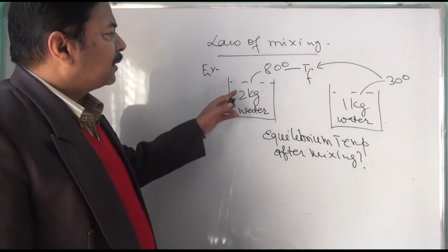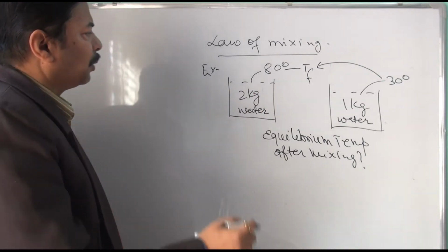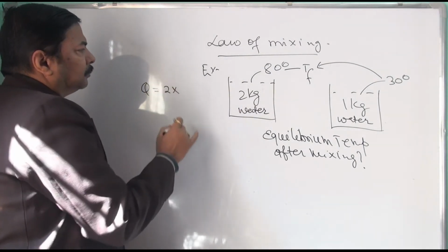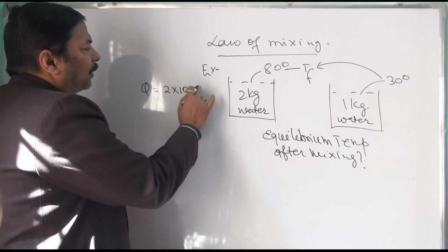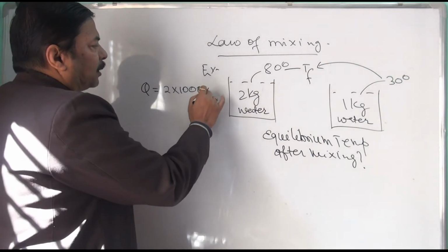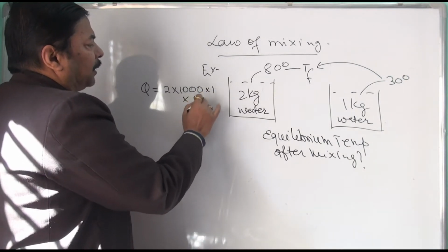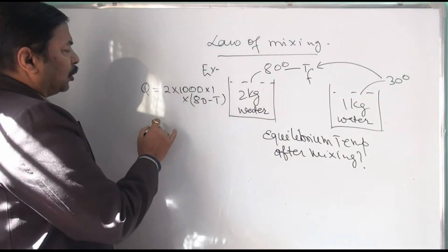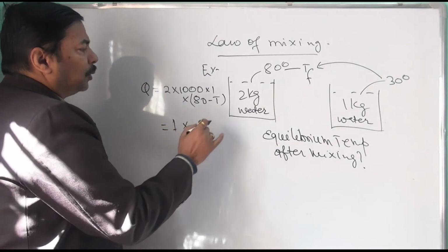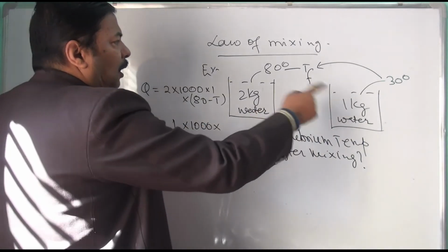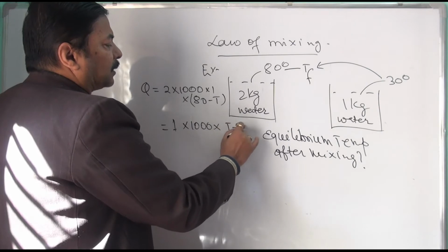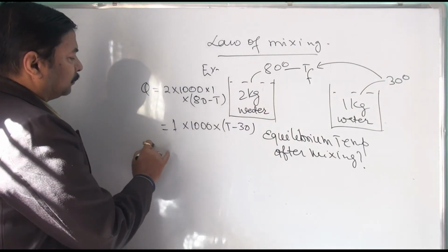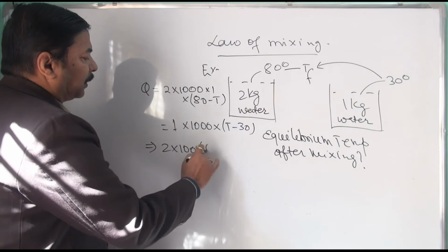So what can we see? The amount of heat lost by this body, Q equals M, I am converting into gram, and the specific heat is 1, delta T is 80 minus T, since from 80 it has decreased to T. This should be equal to 1 into 30 to T, so T minus 30. Here you understand, this is the specific heat. So if you calculate, we get 2 into 1000, 80 minus T.